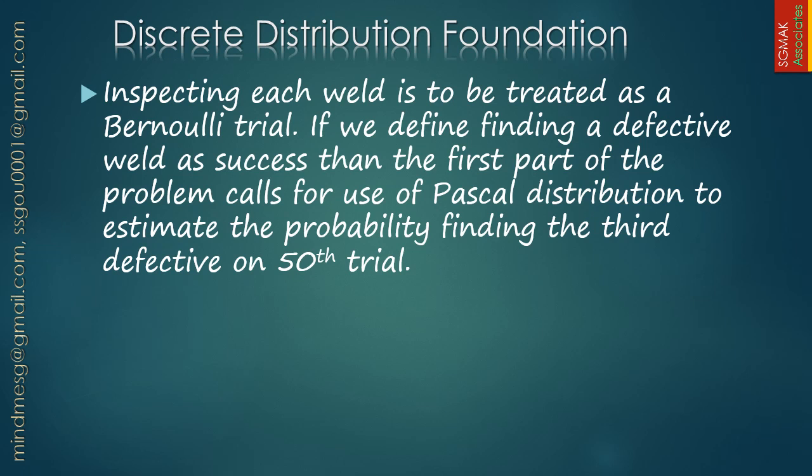Then the first part of the problem calls for use of Pascal distribution because you want to estimate the probability of finding the third defective weld on the 50th trial. The person has to walk 5,000 feet. So at 5,000 feet, that means at the 50th joint, if it happens to be the third defective, he stops there.